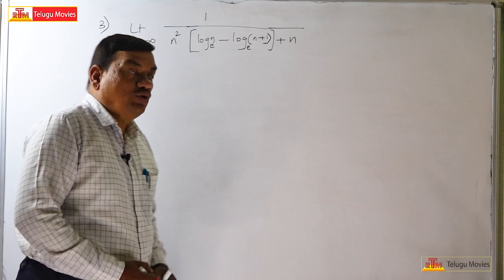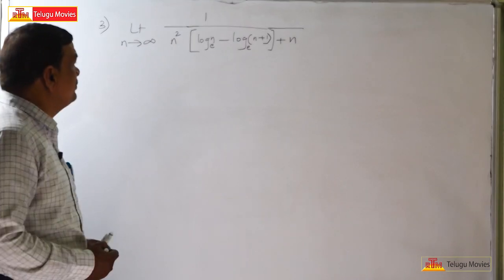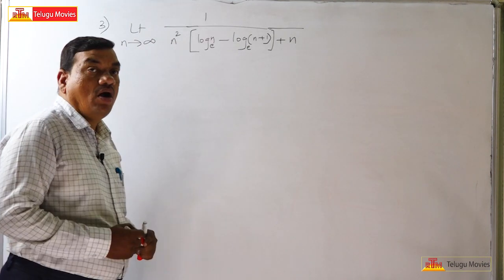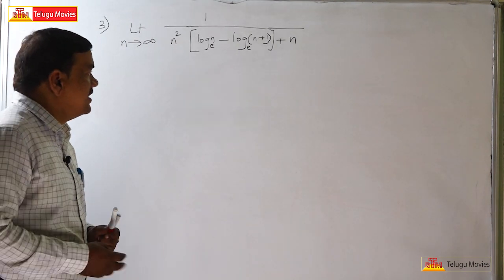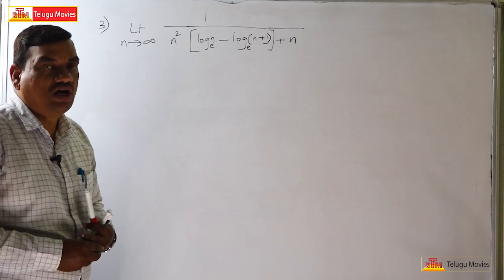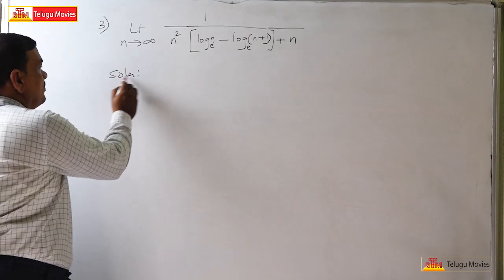Hi students, welcome to this problem from limits. Limit n tends to infinity, 1 upon n square into sigma of log n to the base e minus log of n plus 1 to the base e, plus n. What is the solution for this problem? How to proceed here?